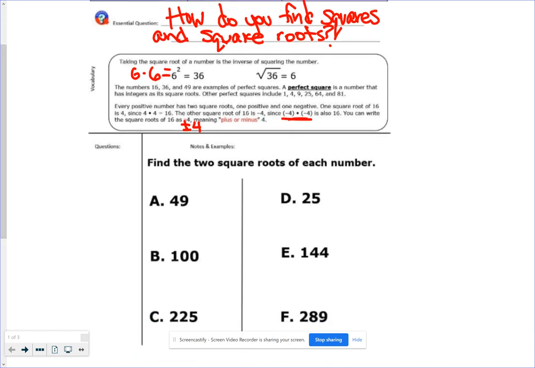Let's go practice that. Find the 2 square roots of each number. So what is the square root of 49? What times itself gives us 49? Well, 7 times 7. But also, we could do negative 7, because negative 7 times negative 7 is also 49. So we could say plus or minus 7. Those are the 2 different numbers, 7 and negative 7, because we want to find 2 square roots. Part B, what's the square root of 100? Well, what times itself? That would be 10 and negative 10, or if we want to say it, plus or minus 10.